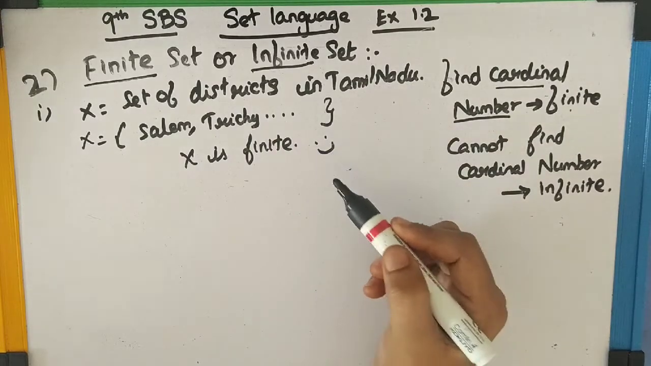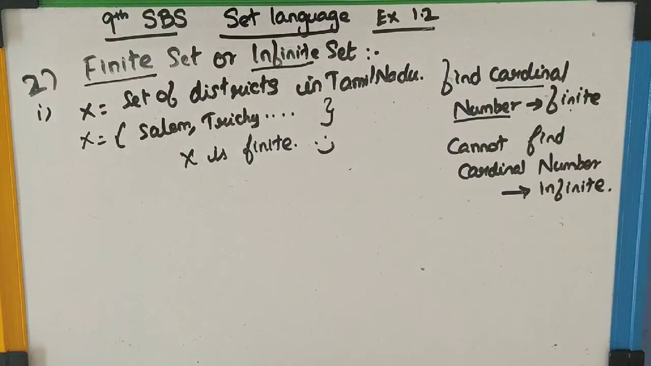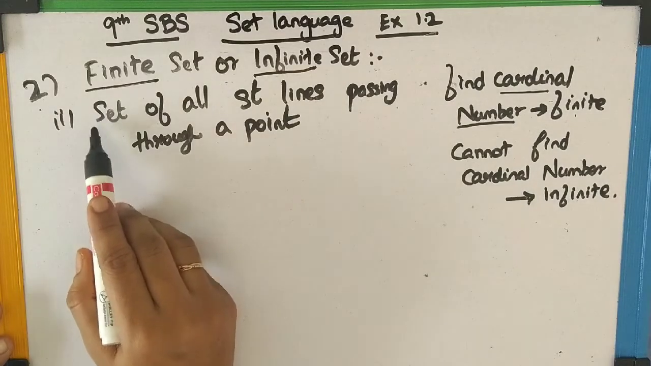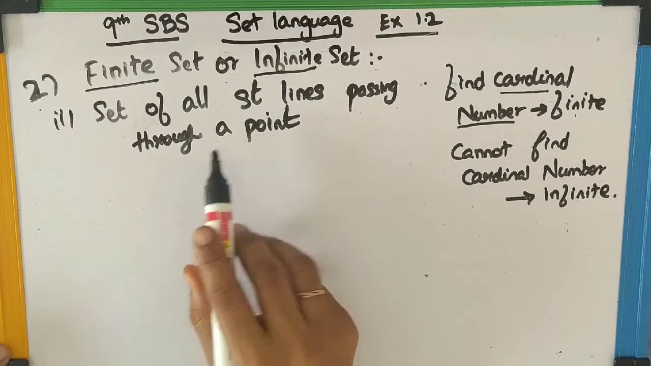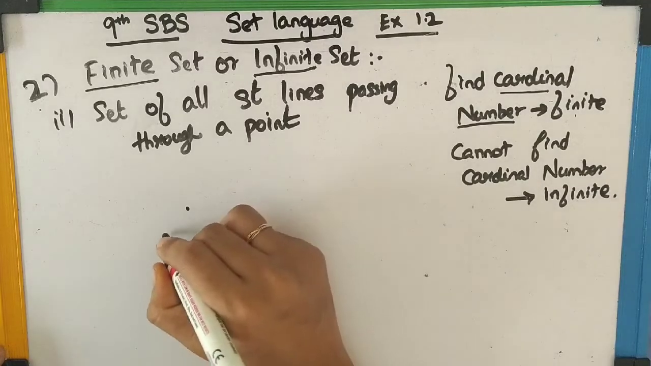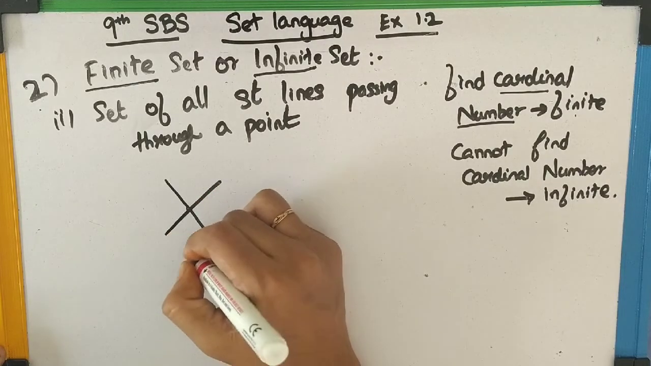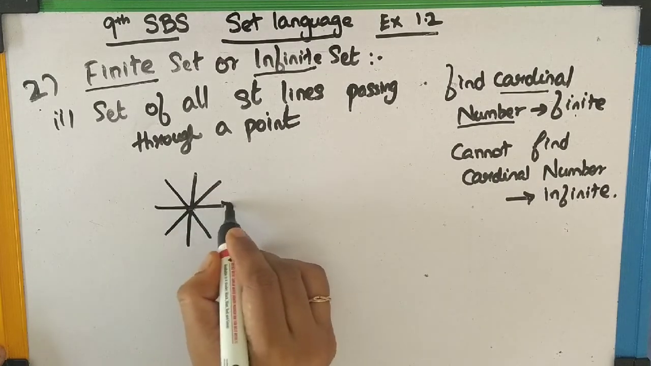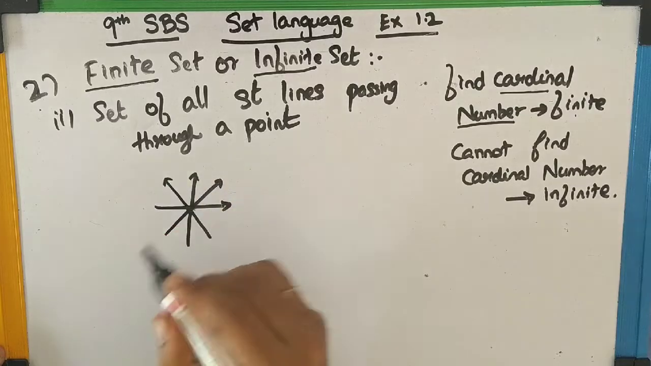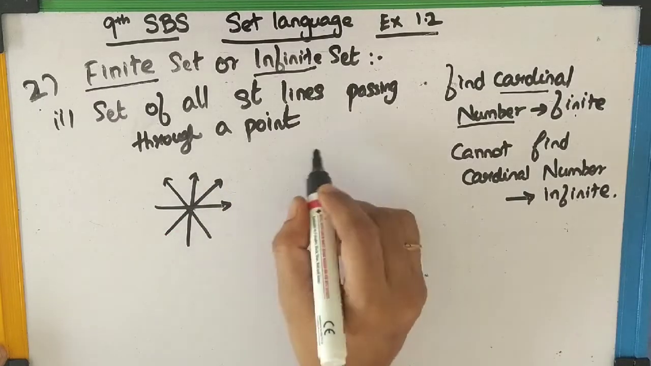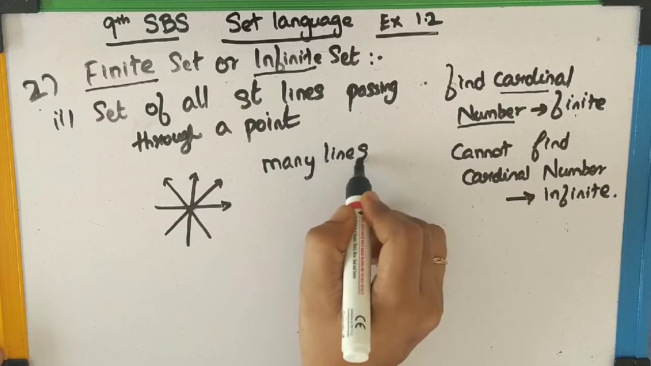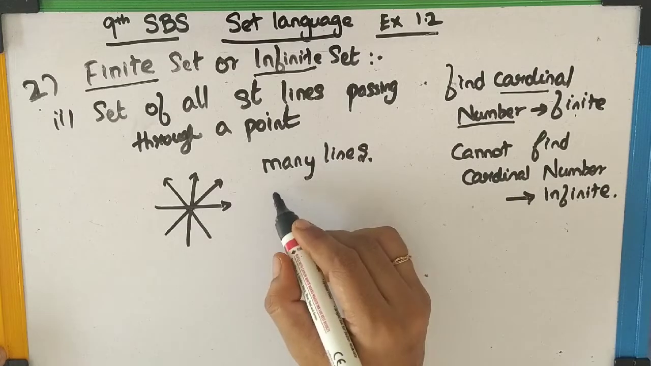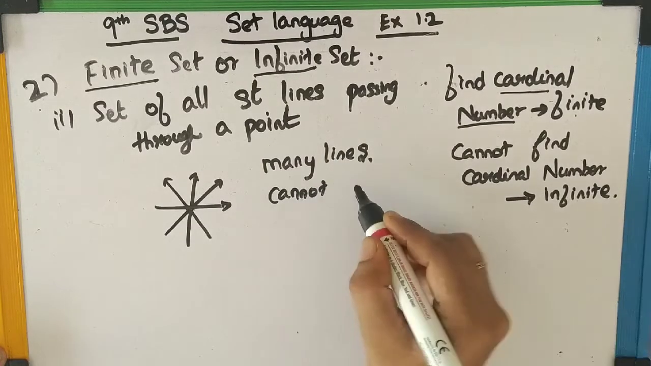Now let's go to the second question. Y is equal to the set of all straight lines passing through a point. Is it a finite set or an infinite set? Let's take a point and draw lines. See, I am drawing 3, 4 lines. Can we draw more lines than that? Yes, we can draw many lines. We can draw an infinite number of lines.